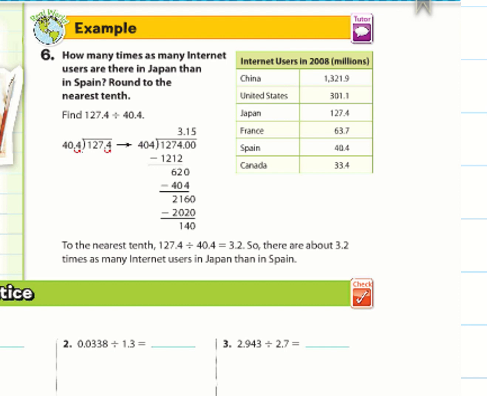So we're going to move over the decimal to the right in both the divisor and dividend. And after we divide, we get the answer of 3 and 15/100. So if we round that to the nearest tenth here, that's going to round up to 3 and 2/10.